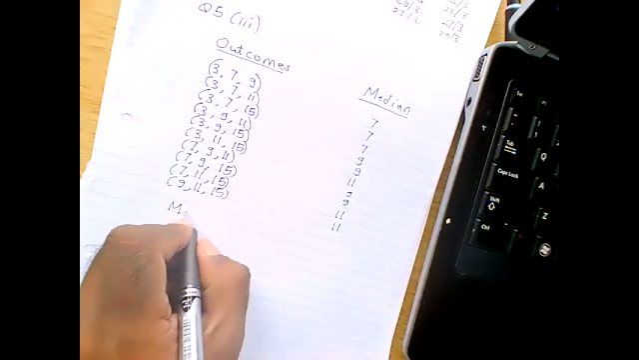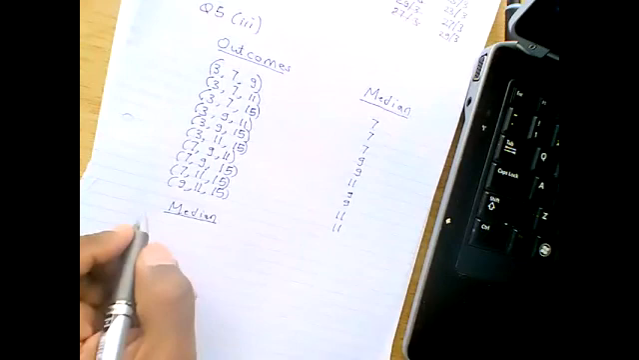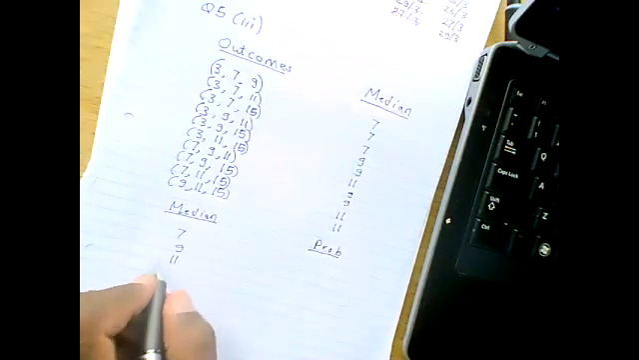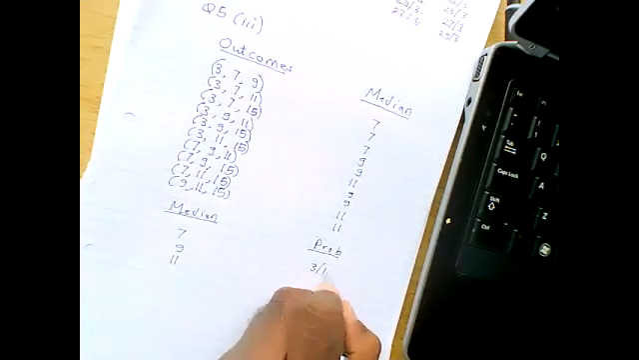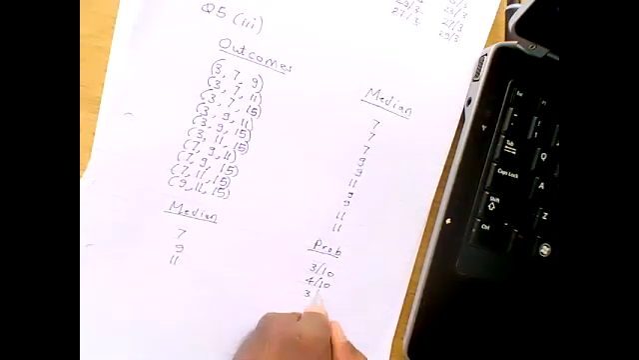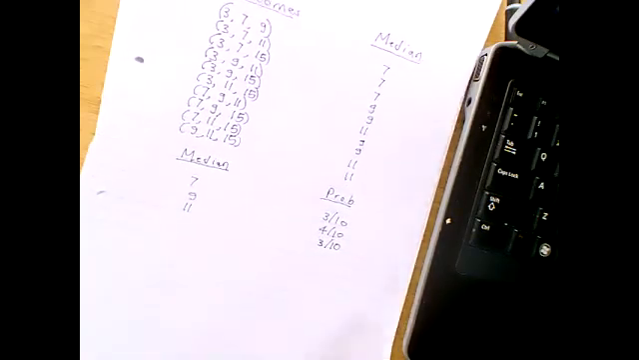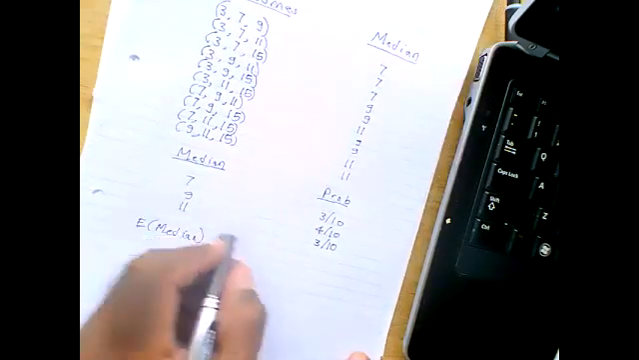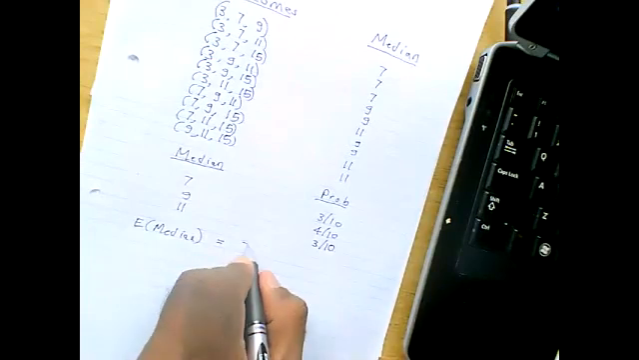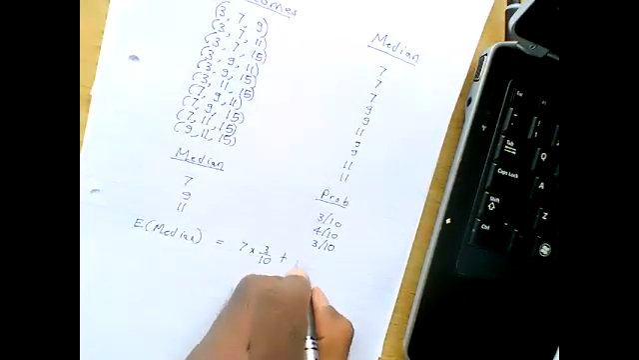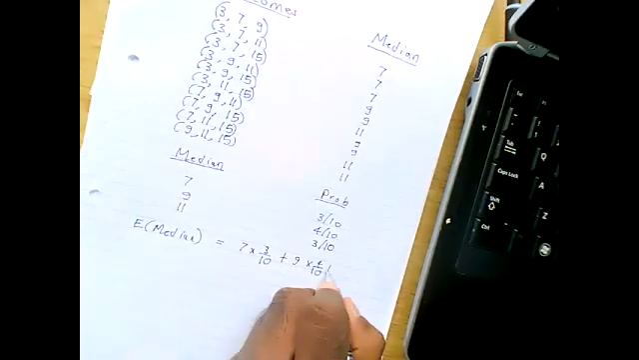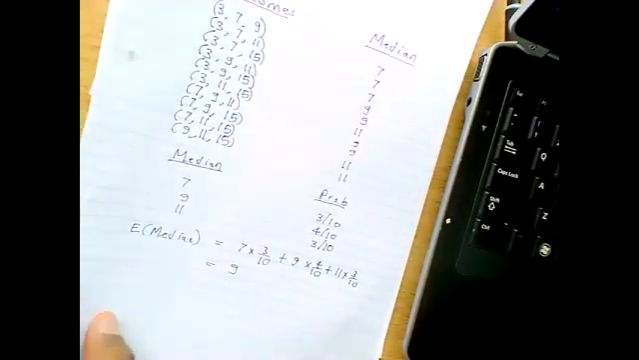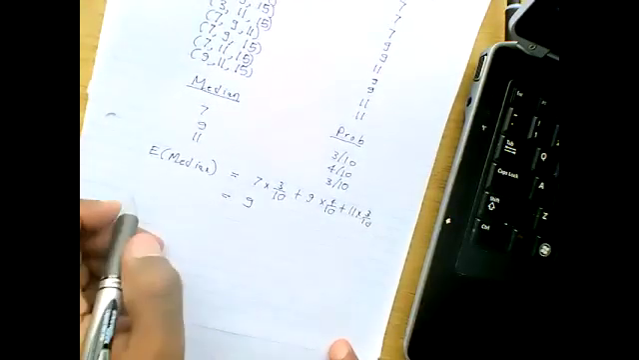The second table that you need to create gives the different values for median and the corresponding probabilities. There are 3 different values for median: 7, 9, or 11. The corresponding probabilities are these ones. Now to find the expected value of the sample median, you multiply this column with this column and sum. If you do that, you will get the expected value equal to 9, which is the same as what we got before when we dealt with the sample mean.